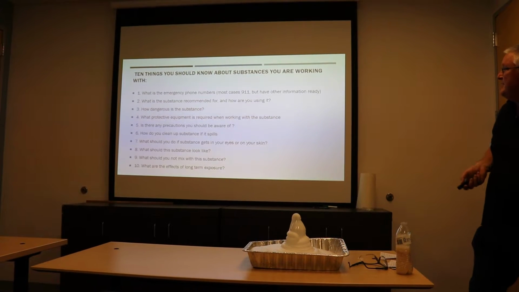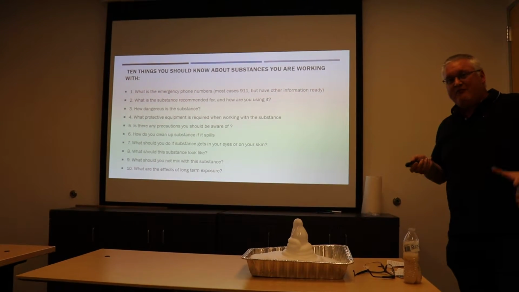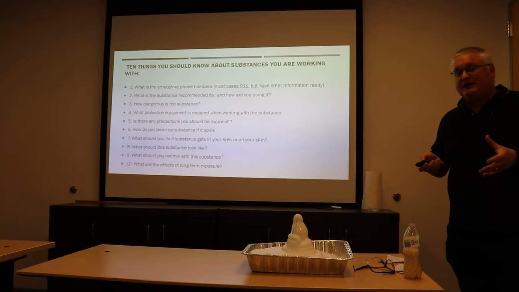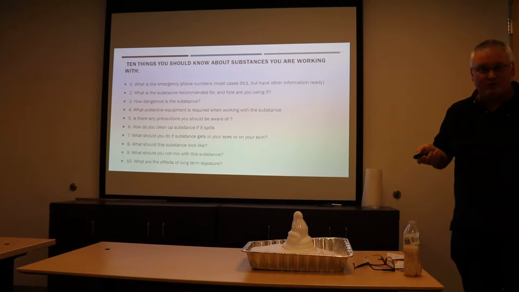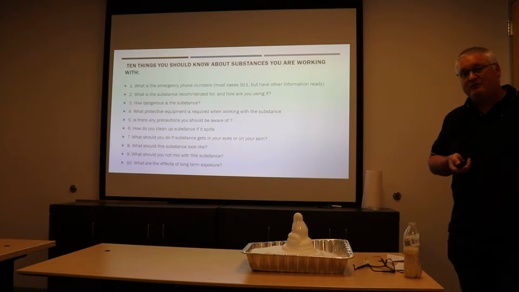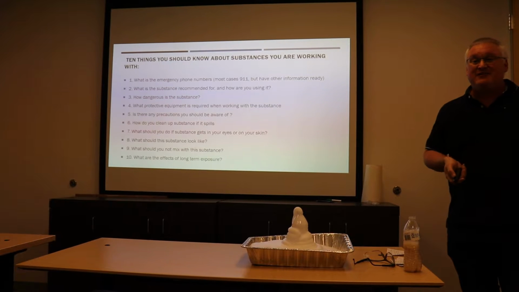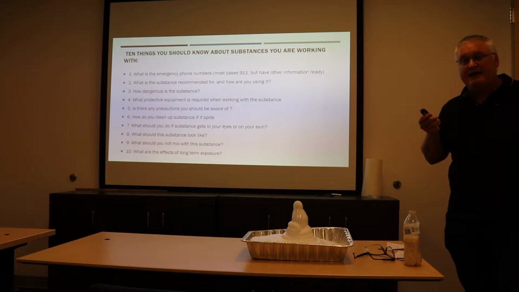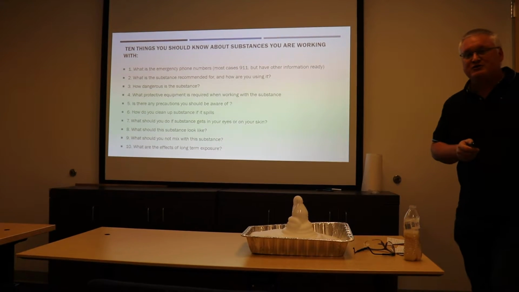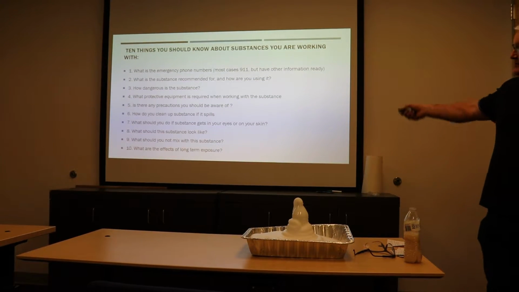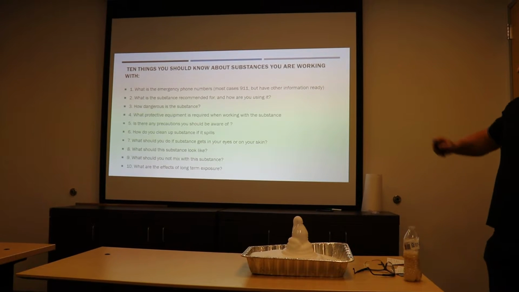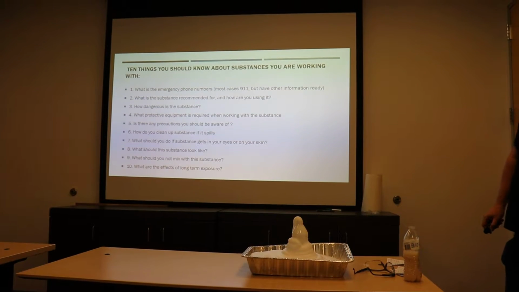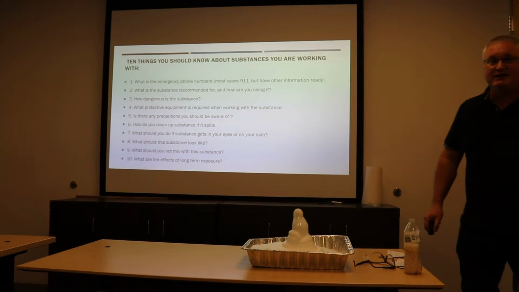Wait, it's working now. For every chemical or anything that you might be using in the professional world, they need to make available to you at your job the safety data sheets. A safety data sheet should exist for any and every single chemical that you use, and it is going to contain at least these 10 things I have listed here. So first one is, what is the emergency phone number? In most cases it's going to be 911.